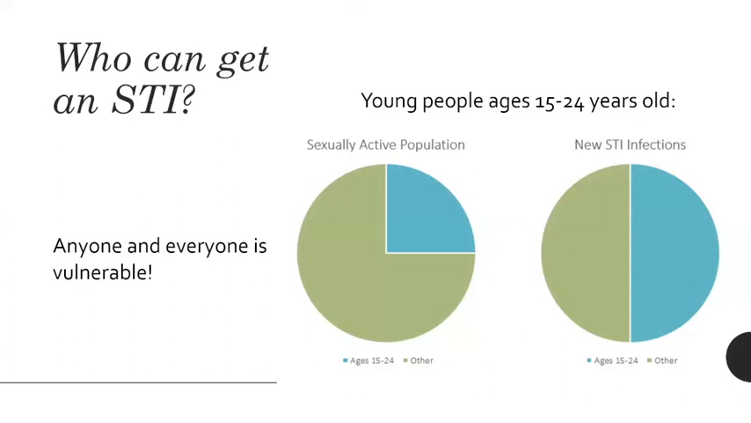All right, so next we're going to talk about who can get an STI. And the quick answer is anyone and everyone. Essentially, every person is vulnerable to STIs, but we do want to take a moment to recognize that young people are disproportionately impacted. As you can see in the pie charts, young people ages 15 to 24 make up 1/4 of the sexually active population. However, they make up half of all new STI infections.